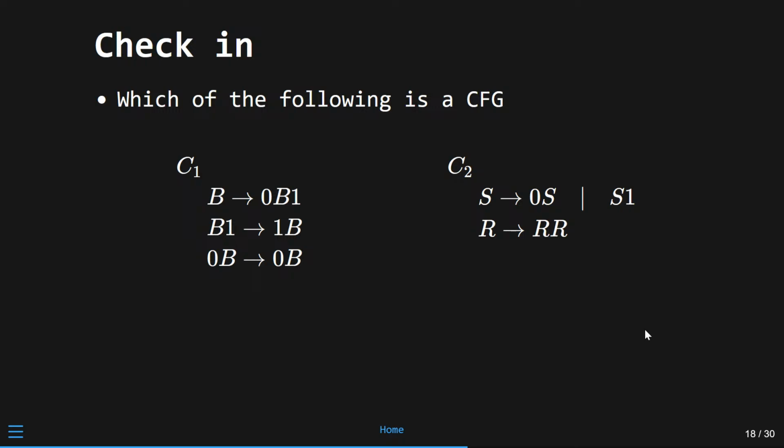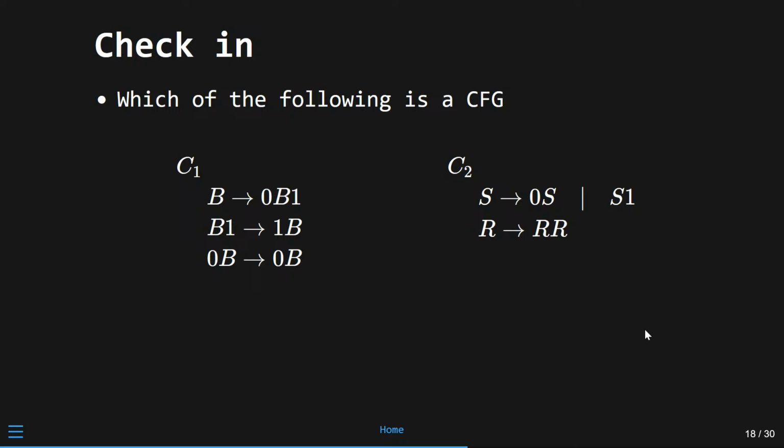I was also wrong. So C1 is actually not a context-free grammar. And the reason for that is because there's context. The context is the 1 and 0 on the left-hand side. We can only have singleton variables on the left-hand side to be context-free. That's what it means to be context-free. You perform the substitution without knowing what's there.